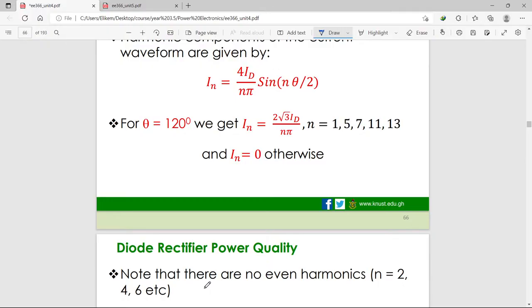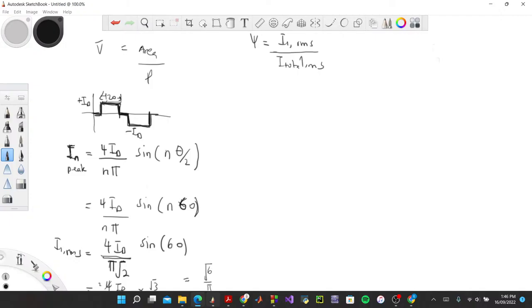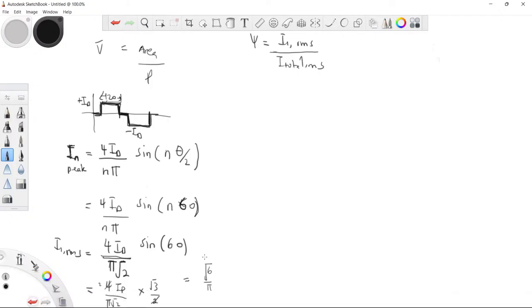Okay, can I show the peak value? Sure. Yeah, so that's it. Alright. So now this is the I1 RMS.